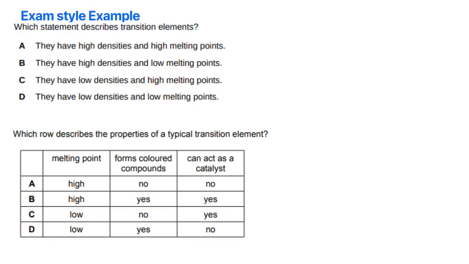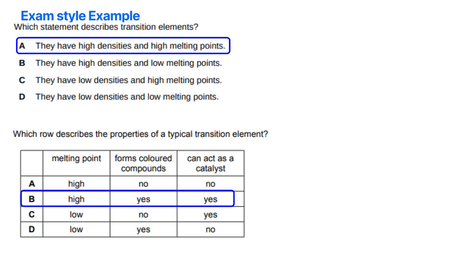Let us look at exam-style multiple-choice questions. Question 1 asks you to choose the statement which describes transition elements. Question 2 asks you to choose the row that describes the properties of a typical transition element. You can pause the video to give it a try. Here are the answers to the questions. Question 1 answer is option A, while question 2 answer is option B.